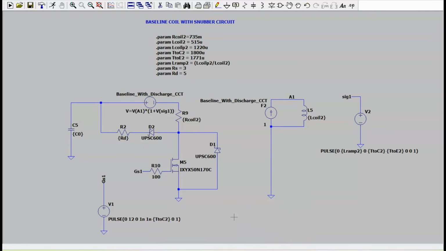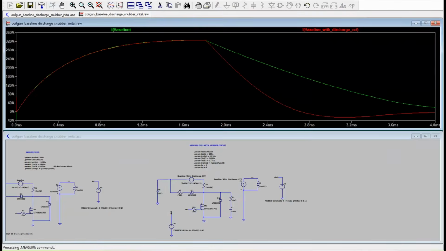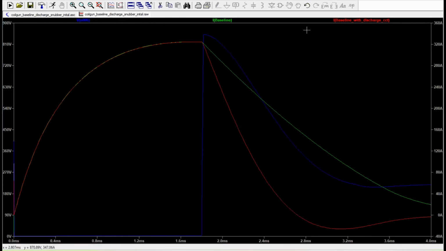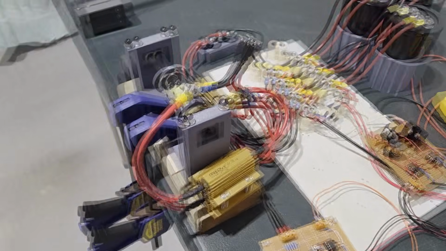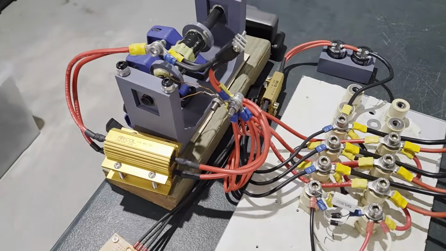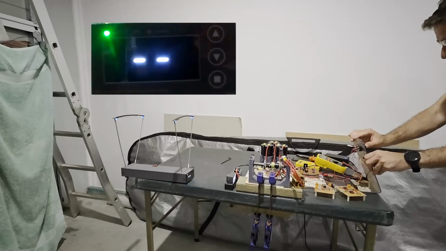In this situation, we can add a snubber circuit which consists of a resistor and capacitor placed in parallel across the IGBTs. Its purpose is to dampen any voltage and current spikes along with oscillations. With the addition of the snubber circuit and simulating the system, the peak of the voltage spike is about halved and is now down to a level that the IGBTs can handle. Now to test this idea by using the baseline coil and comparing it with and without the discharge resistor and snubber circuit, there is a clear winner.